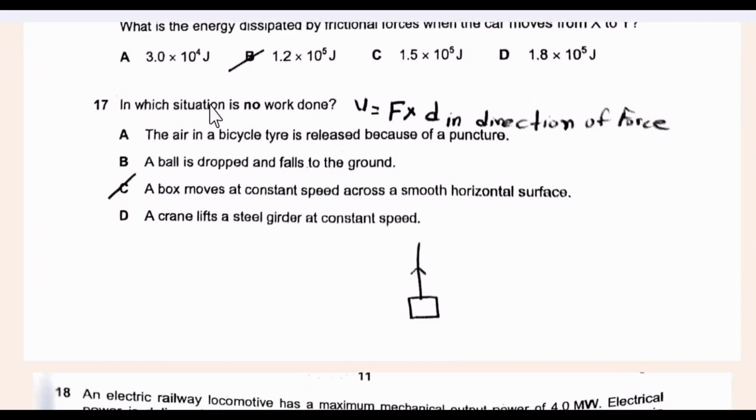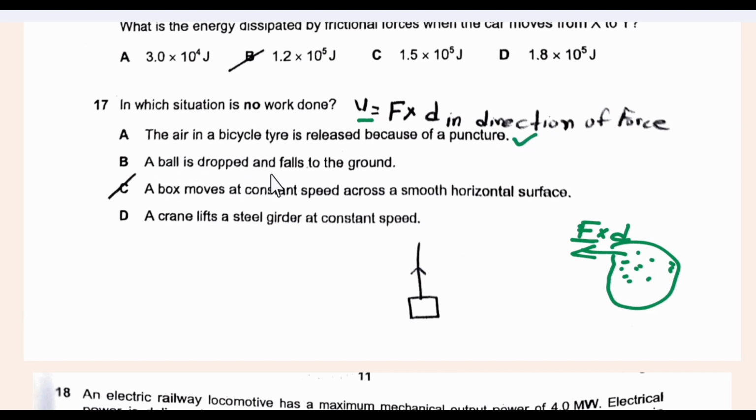17. In which situation no work is done? So we know that work done is the product of force and the distance moved by the object in the direction of the force. For the first case, the air in a bicycle tire is released because of a puncture. Suppose this is a bicycle tire and due to the puncture air is released. The force of the air inside the tire causes the air to release, and as the air is released due to the force, some distance is covered, so obviously some work is done.